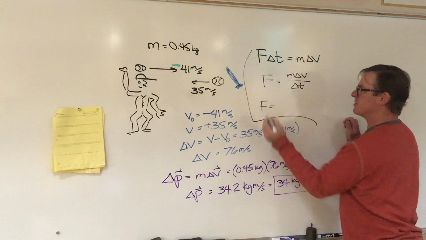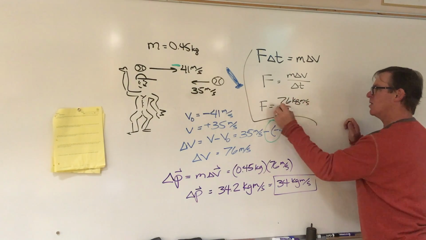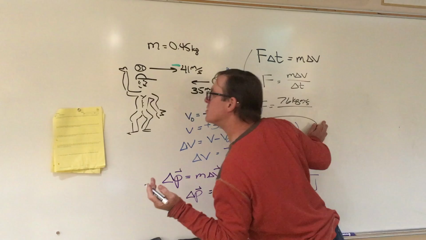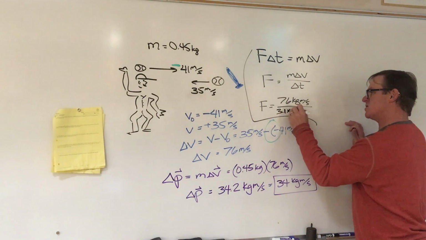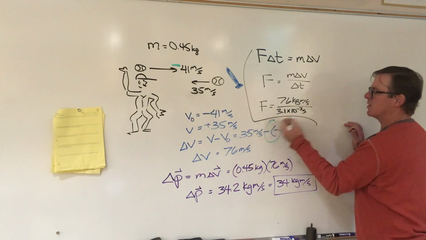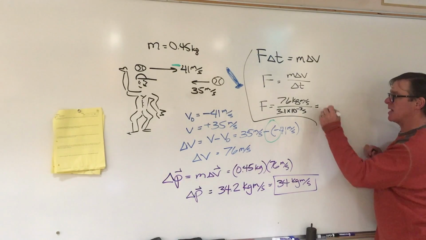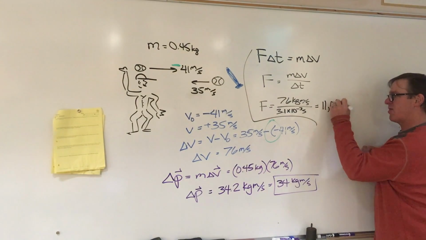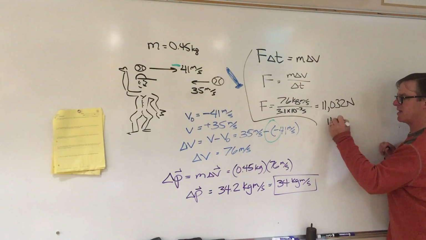The change in momentum again was 76 kilogram meters per second, and the time was given to be 3.1 times 10 to the minus 3 seconds. Now that's really just 0.0031, and the answer comes out to be 11,032 newtons, or for 2 sig figs, 11,000 newtons.